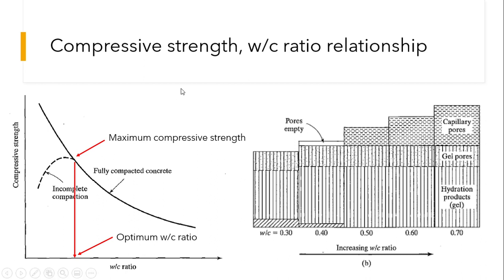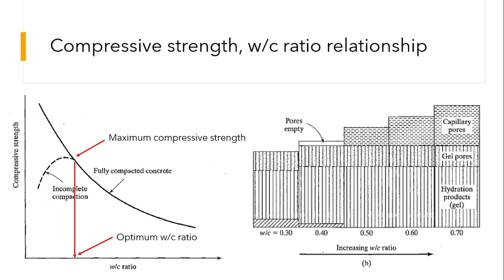So this is the diagram where I will clearly explain the scenario. Basically, when we have a very low water cement ratio, the hydration products or gel, which is formed by the hydration reaction, there is not sufficient space for the hydration products to be formed. Since there is not sufficient space, the hydration is not completed at low water cement ratio. So the strength is definitely low.